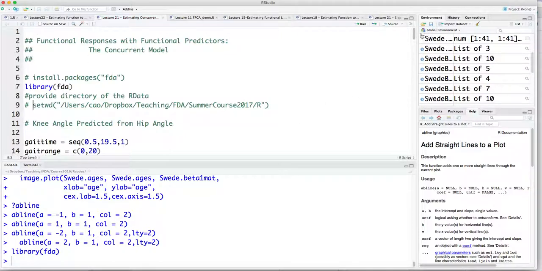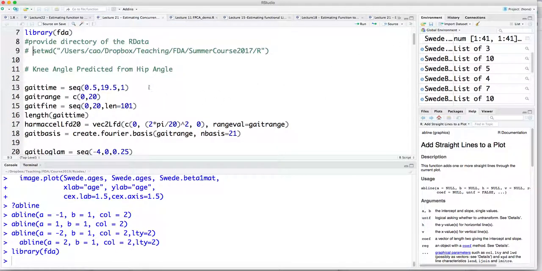And we are using a data set in the FDA library. So we have the gait data, right? We'll talk about the gait data when we talk about the multivariate FPCA in our lectures. Basically, it's the data for individuals who walk, and we measured the angles of the knee and hip, right? The example here is to use the angles of the hip to predict the angles of the knee. Okay, so this is the problem we are working on.